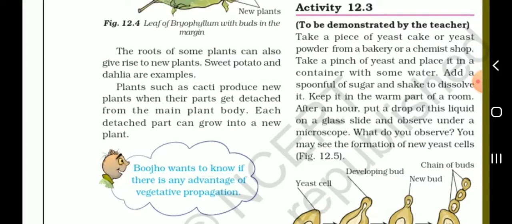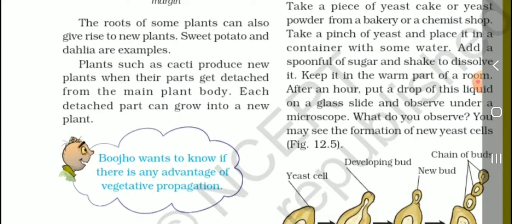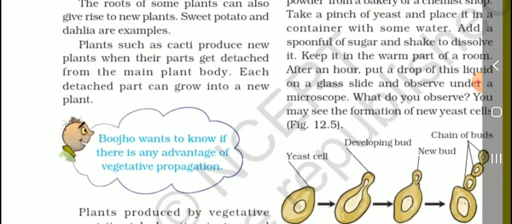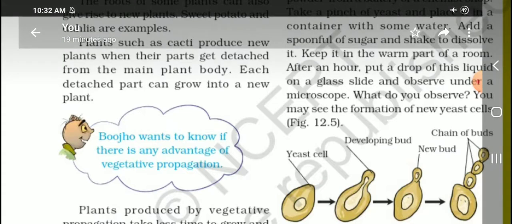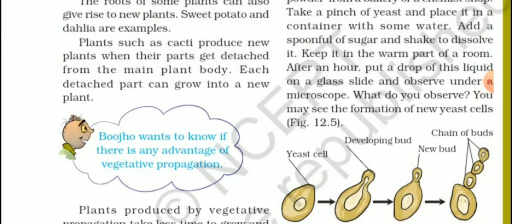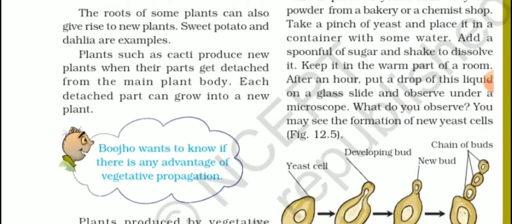Take a pinch of yeast and place it in a container with some water. Add a spoonful of sugar and shake to dissolve it. Keep it in a warm spot of your room. After an hour, put a drop of this liquid on a glass slide and observe under a microscope. What do you observe? You may see the formation of new yeast cells. That is simple, students.